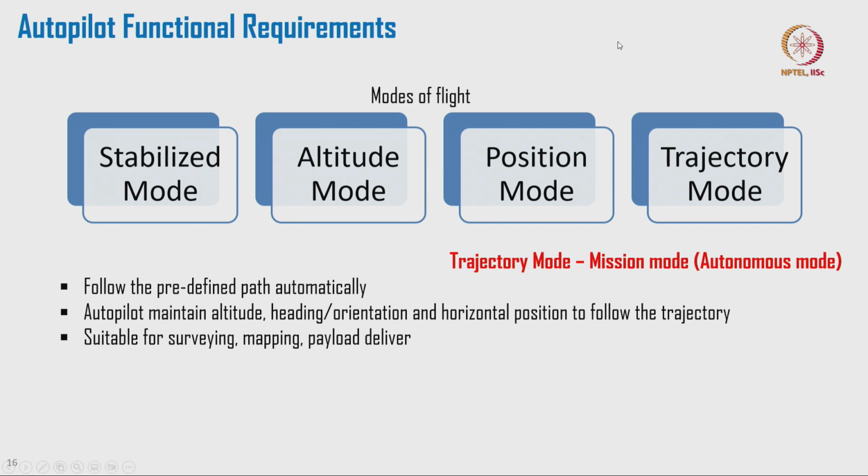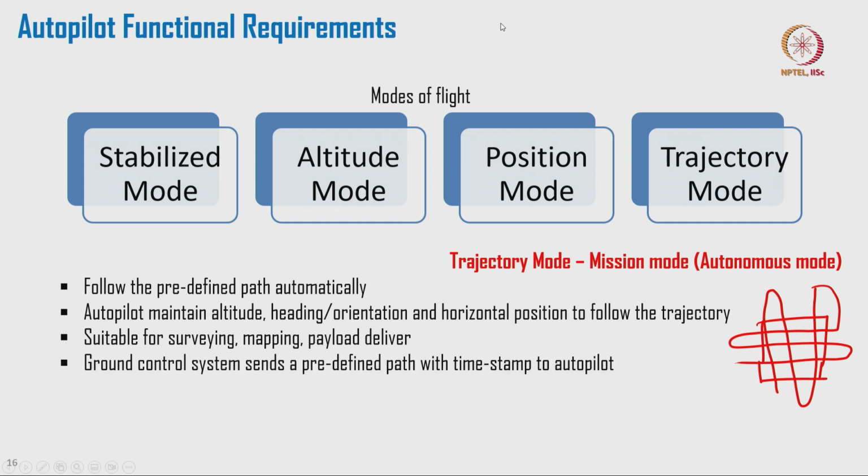As I mentioned earlier, if you just give a box, this is my field and I want to survey this particular field in a lawn mower pattern, it's a predefined path. The autopilot will do this predefined path automatically. That's the advantage of the trajectory mode. It follows the trajectory provided by the pilot.